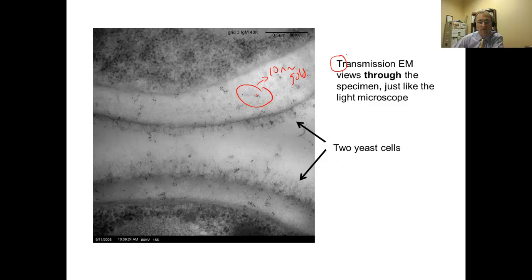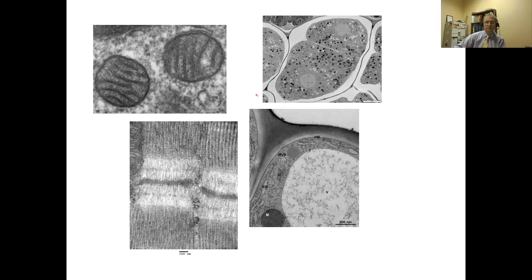Here are some more pictures of transmission electron microscope pictures. Various sorts of organelles. This looks like something like a mitochondria viewed from the inside. Here we see a section of muscle, some kind of a cell, and another kind of a cell. In each case, transmission EM is going to let you see a cross section, the inside of a specimen. This is where its great power comes from.